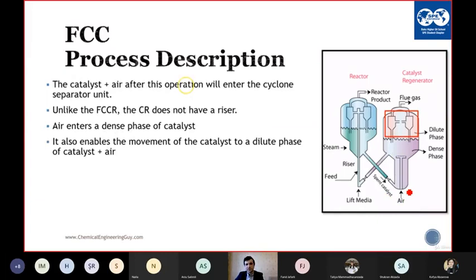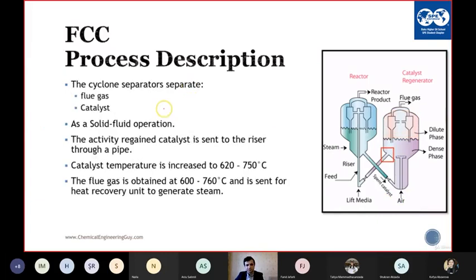We have again the cyclones here, and the cyclone separates the flue gases and catalyst, and the catalyst is solid. Solid catalyst goes back to the reactor. This is all about the FCC process.